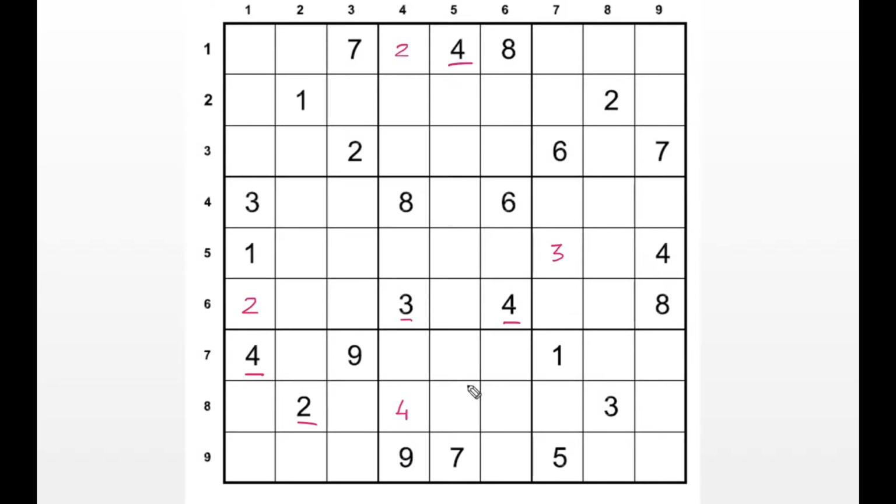What now? If here is a number 4, here cannot be number 4, for this number 4 here cannot be, and for this number 4 here cannot be number 4. Finally, this will be number 4.